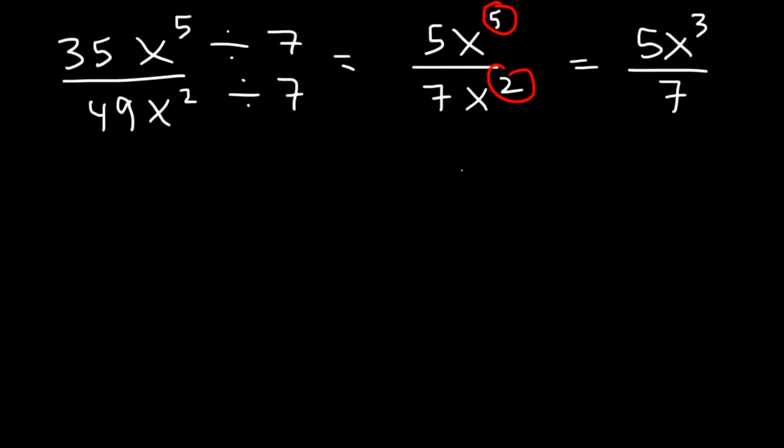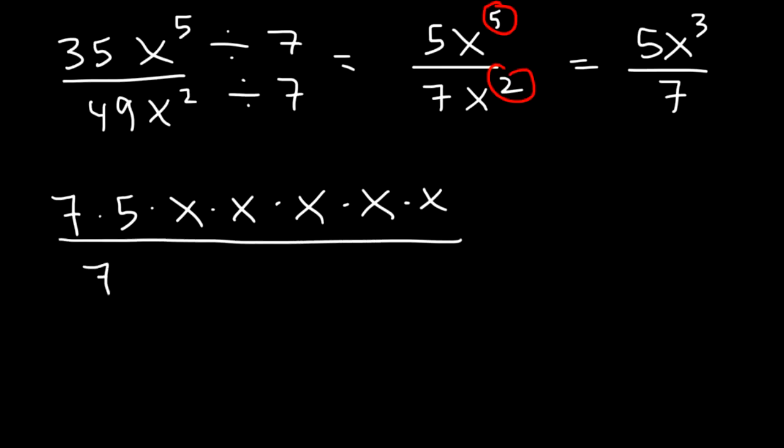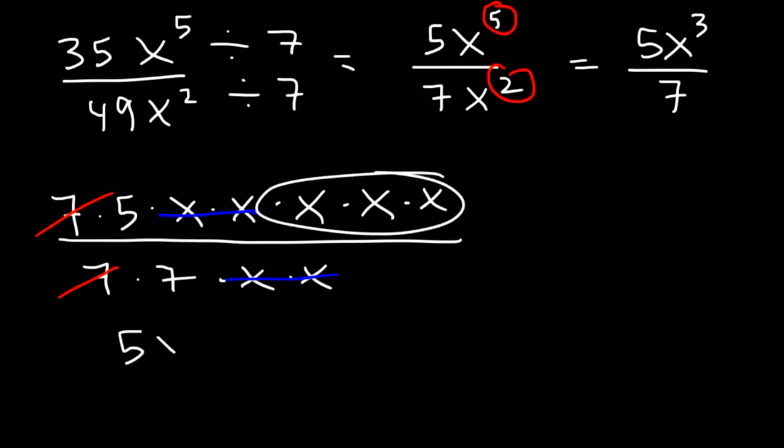Now, you can also see it this way. Let's start from the beginning. 35 is 7 times 5. x to the fifth is basically 5 x variables multiplied to each other. 49 is 7 times 7, and x squared is just x times x. In this lesson, we're focusing on canceling and simplifying. We can cancel a 7, and we can cancel 2 x variables. So we have a 5 on top, 3 x variables remaining, and a 7 on the bottom, which is why this is the final answer.